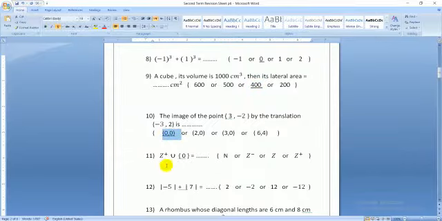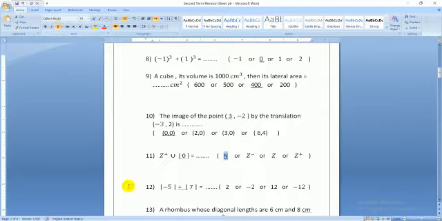Number 11. Z positive union 0. Union means and. Z positive means starting from 1, 2, 3, and so on. If I add 0 with 1, 2, 3, and so on, the answer will be natural numbers, n starting from 0, 1, 2, and so on. So the answer will be natural numbers.